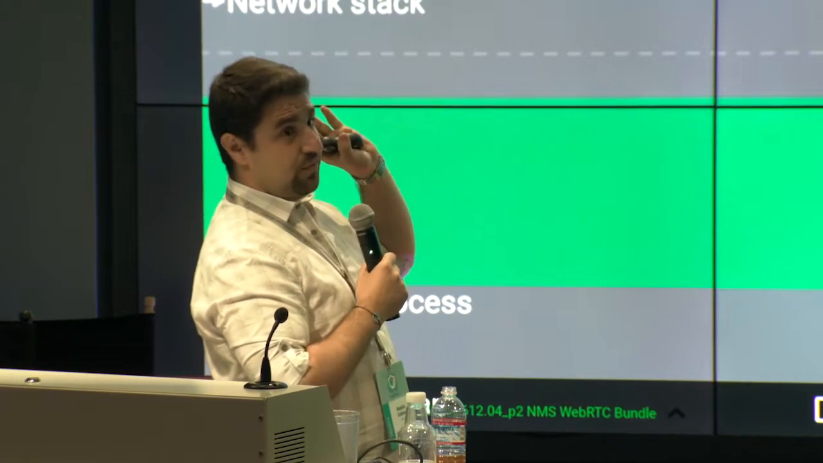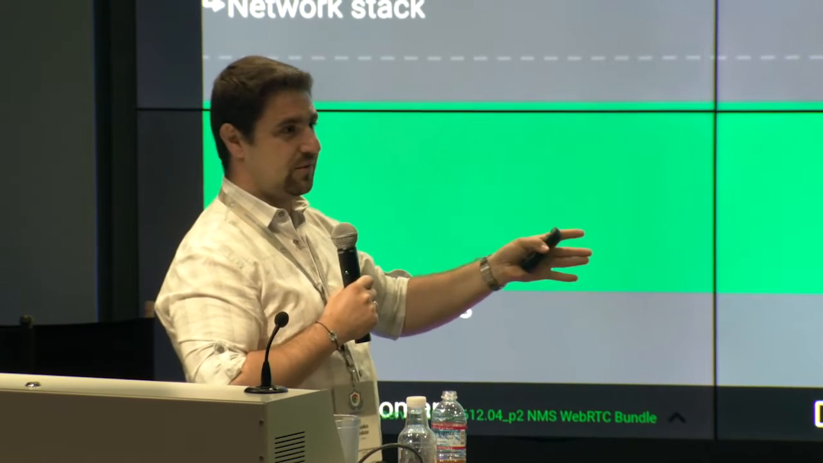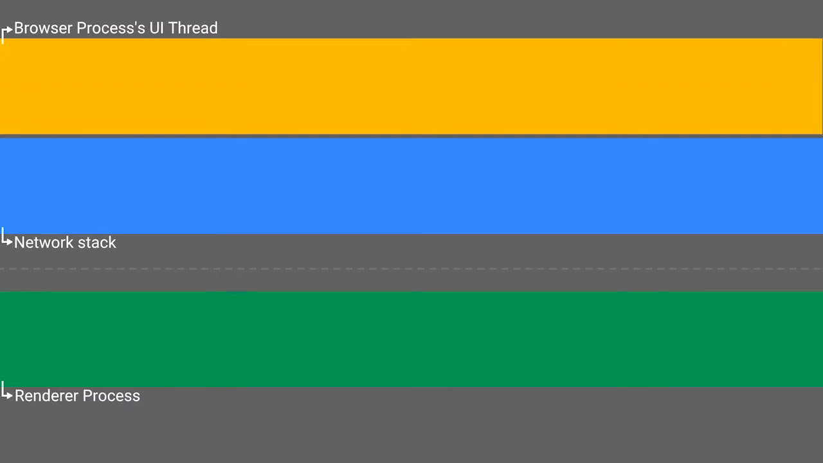So there are a bunch of threads and processes involved. So we're going to use this type of diagram to kind of sequentially show what's happening. We have the browser process UI thread. That's where a lot, or actually most, of the navigation logic runs. That's where session history is maintained. That's where a lot of security state is maintained.